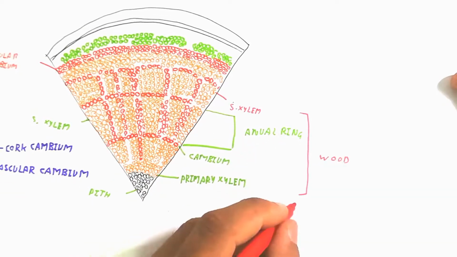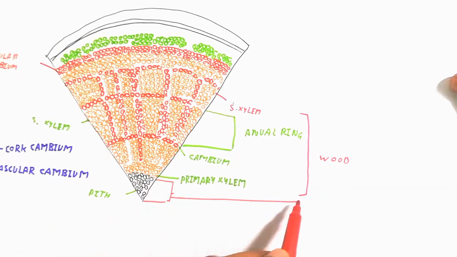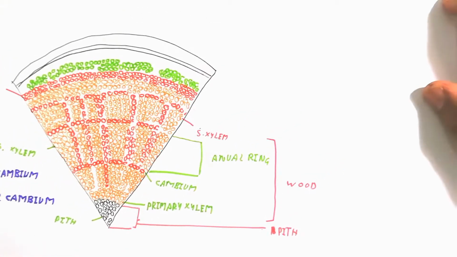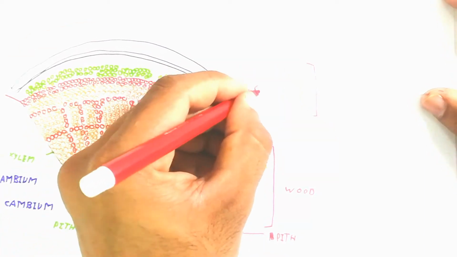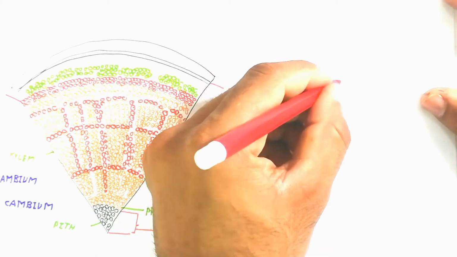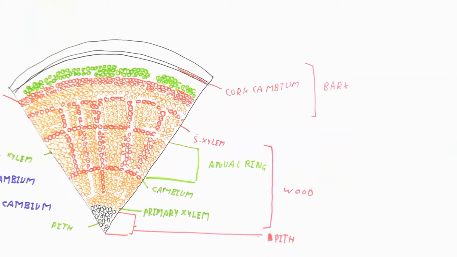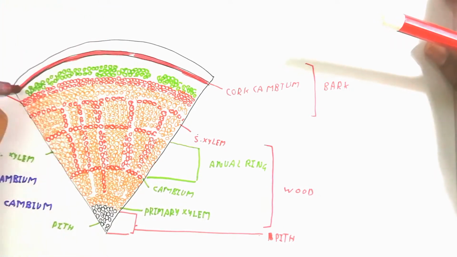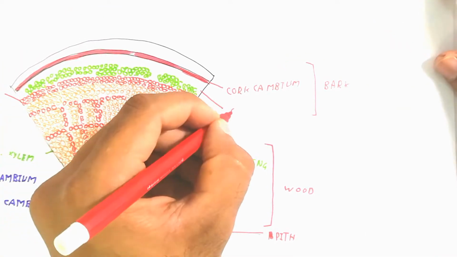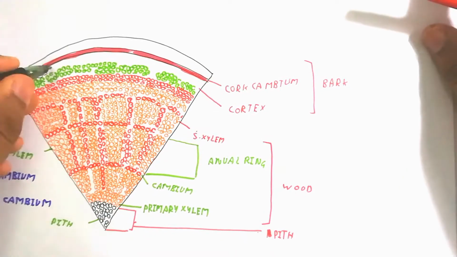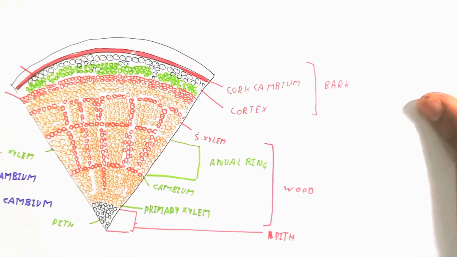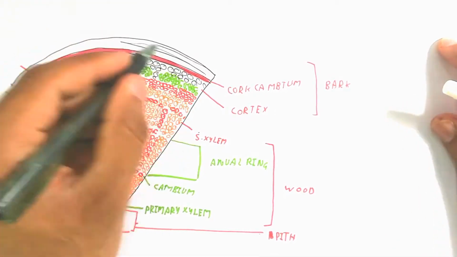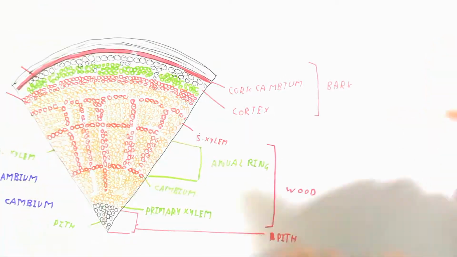So here secondary xylem will be produced after the production of the second cambium ring. So here is the wood and here is the pith, and here is the area of dead cork, which is produced by the cork cambium, shown in the red color. Here is a different type of cell, known as cortex. That cortex contains the periderm and cork cambium, or bark.